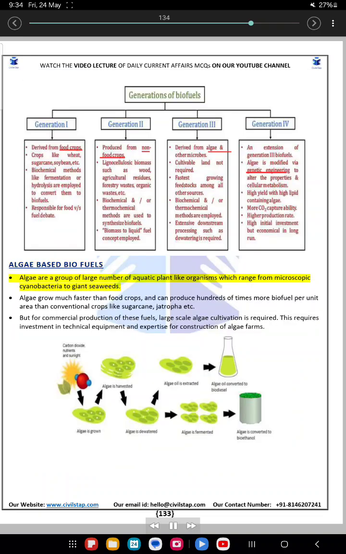Algae-based biofuels. Algae are a group of large number of aquatic plant-like organisms which range from microscopic cyanobacteria to giant seaweeds. Algae grow much faster than food crops and can produce hundreds of times more biofuel per unit area than conventional crops like sugarcane, jackfruit, etc. But for commercial production of these fuels, large-scale algae cultivation is required. This requires investment in technical equipment and expertise for construction of algae farms.